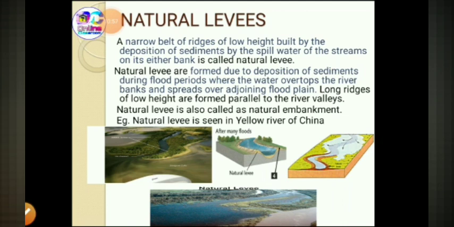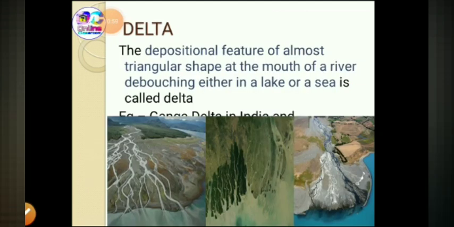Then next we will move towards the formation of a delta. The famous delta we have seen in India is the delta formed by the Ganga and Brahmaputra. So what is a delta? A delta is a depositional feature, almost triangular in shape, at the mouth of the river, that is debouching on either side of the lake.